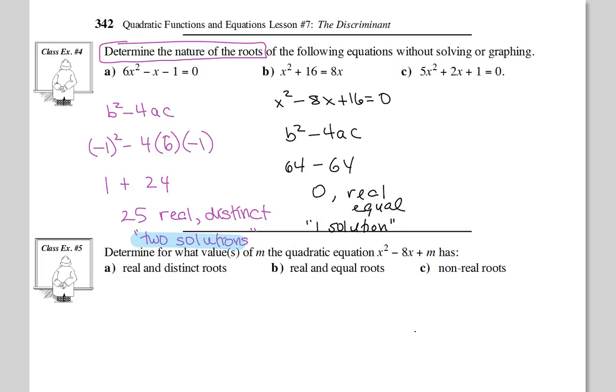Now what do you think the last one's going to be? Smart people in here. Okay, let's just do this one quick. b squared. Oops. b squared would be 4. 2 times 2. And then 4ac. 4 times 5 times 1. 20. Negative 16. Discriminant is negative. Non-real. No solution.